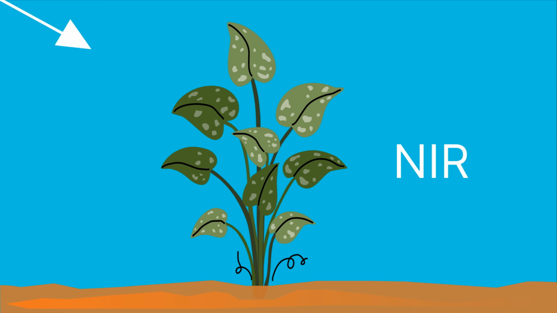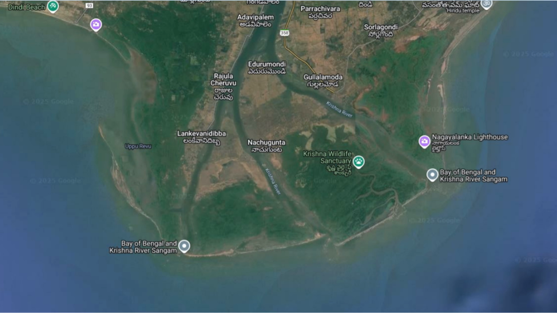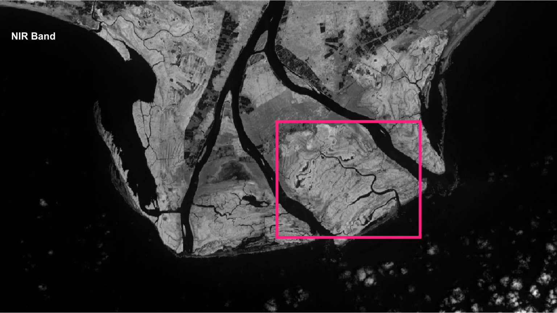When near-infrared light from the sun strikes vegetation, it is almost entirely reflected. As a result, NIR images of vegetation appear brighter. For example, this is a Google map of the Krishna River Delta. The green areas represent vegetation. In the corresponding NIR image, these vegetated areas appear as brighter pixels due to higher reflectance.